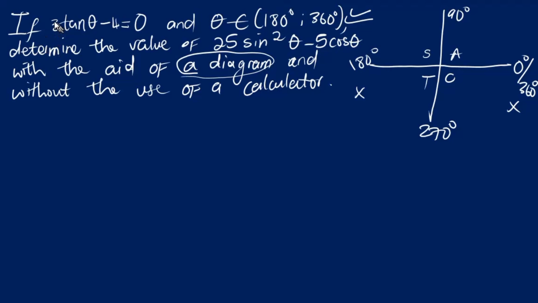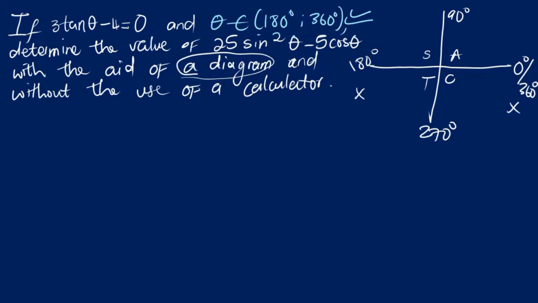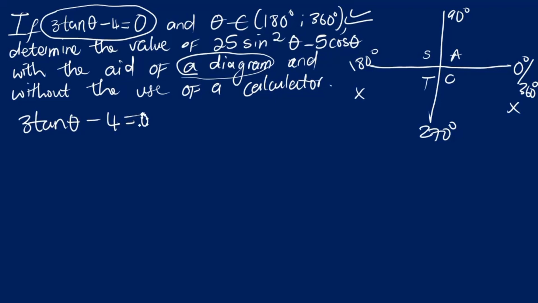So if 3 tangent of theta minus 4 equals 0, and then we have this, this thing here helped us locate two possible quadrants that our terminal might be in. This part here is going to tell us exactly where in those two quadrants our terminal is. So we take 3 tangent of theta minus 4 being equal to 0, and then we solve for the tangent of theta.